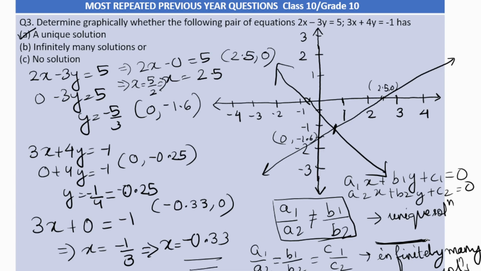Infinitely many solutions means the two lines are overlapping each other, and when two lines are parallel to each other, then they will have no solution. And what is the condition for that? A1 by A2 equal to B1 by B2 and not equal to C1 by C2. This is the condition that applies for no solution. All right. I hope I'm clear with this question, how to solve graphically as well as not graphically. Not graphically, simply check the ratios of the coefficients of x, y and the constant term. By that you can know. Okay.